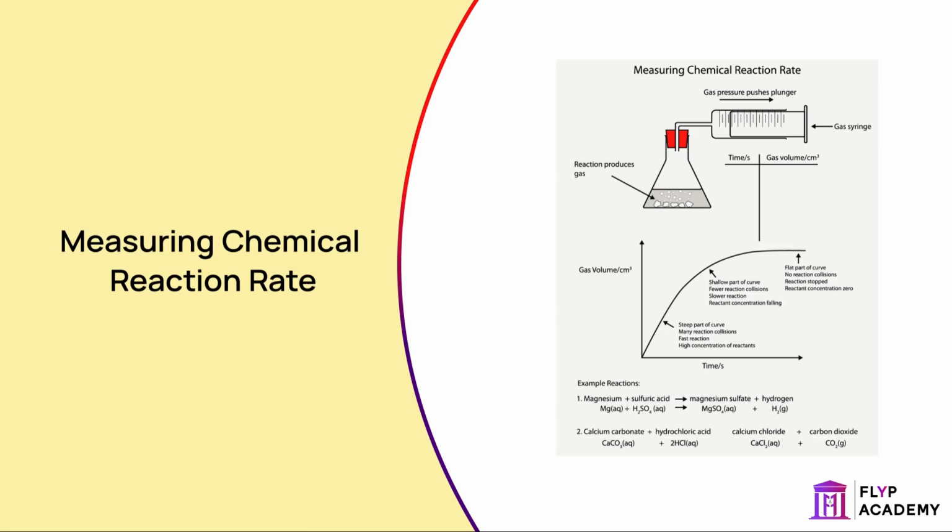For the reaction of A plus B to C, the rate is proportional to the concentrations of A and B. Instead of concentration, the rate can be expressed with pressure and volume change for gas-forming reactions.